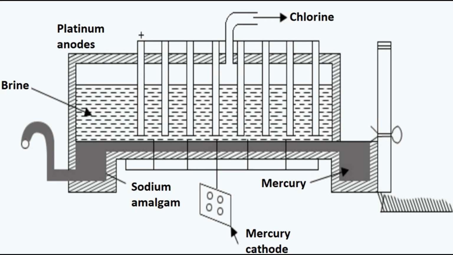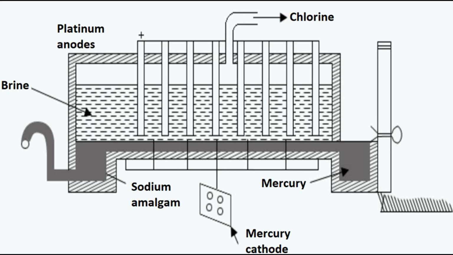Let us discuss the cell in detail. This cell has replaced the Castner-Kellner cell to some extent. The Kellner-Solvay cell consists of a rectangular trough, at the base of which there is a thin layer of mercury which flows from one end to the other, acting as cathode. A concentrated brine solution flows slowly through the cell in the same direction as the mercury and is maintained at a constant level. The graphite anodes are suspended into the brine.